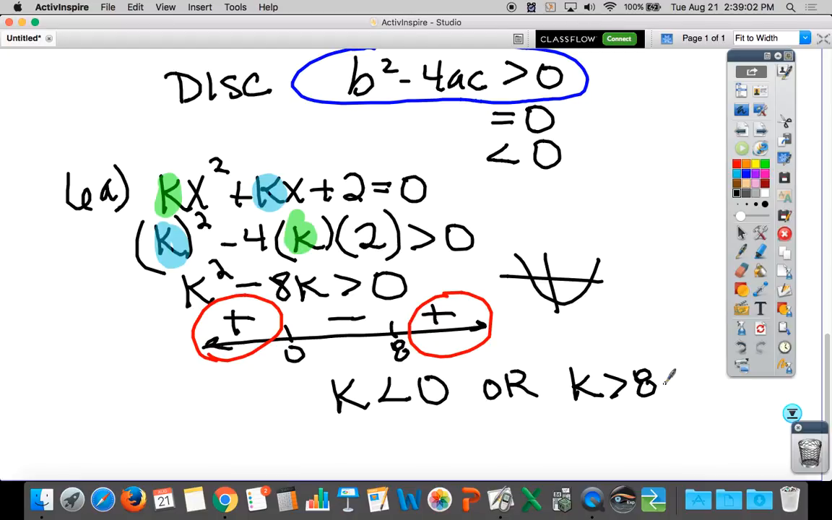Thank you. Now, so k can be less than 0 or k can be greater than 8. It cannot be equal to 0. They said in the instructions to check when k is equal to 0. So we did have a 0 here, but 0 minus 0 would have to be equal to 0. It's not. It's greater than. So that's not an equal to, it's a less than.